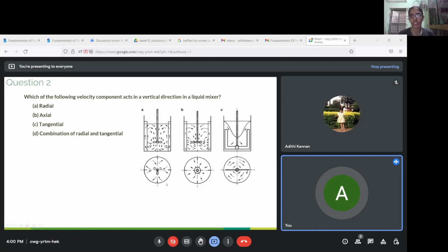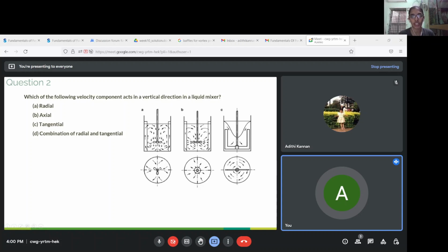Since it's very similar for both from the top view, both of these look pretty similar. But if you look at the side view, here you can see the flow of the liquid is from down to top and then back down. But here, your liquid will flow to the walls and back to the center, again to the walls and back to the center. So B is radial, A is axial. In A, you can see it is flowing parallel to the mixer shaft.